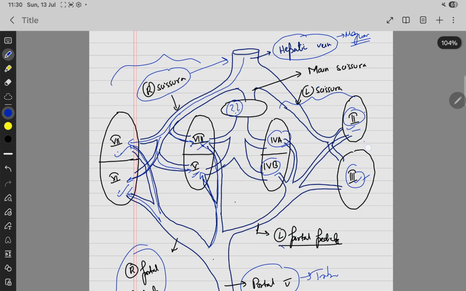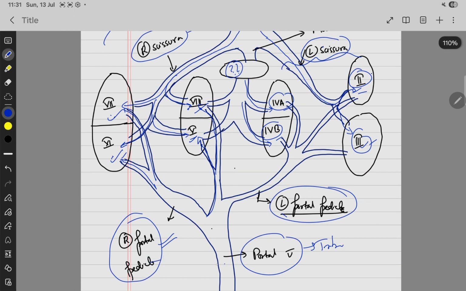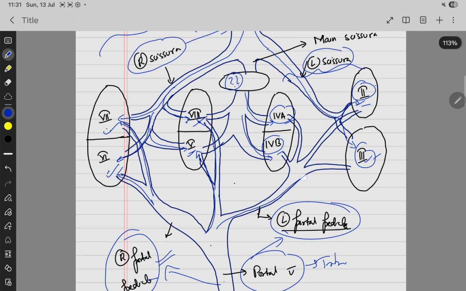Similarly, if we go to the left side, it will give the left caesura. This will give branches to segment 2 and segment 3. Also, this will give branches to segment 4A and segment 4B. Similarly, this is the right portal pedicle, this is the left portal pedicle. Portal vein, right portal pedicle and left portal pedicle. This will further give branches to segment 3, segment 2 as well as segment 4B and segment 4A.